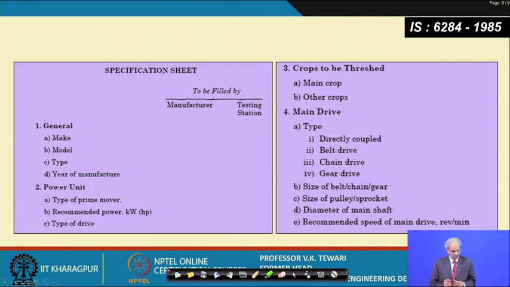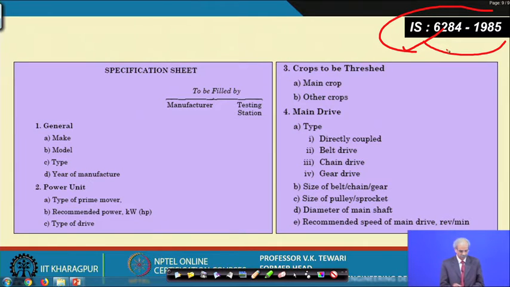Similarly, for the specification sheet, yes, it is important to talk about this. In fact, here is the BIS standard which we follow, and the specification sheet is to be filled by the manufacturer and the testing station. Here all the details must be filled by the testing station and the manufacturer will give it here. So, there will be a comparison between this, whether whatever he has written matches the observations or not. This is very important to recommend.